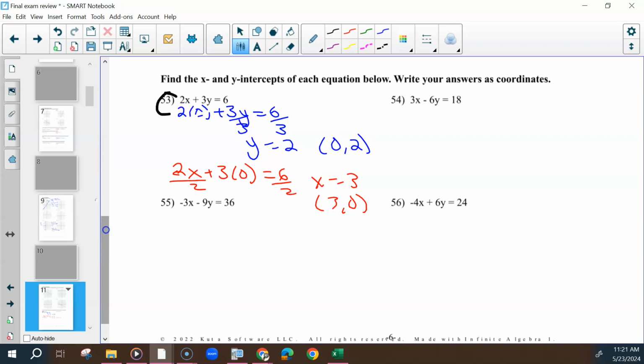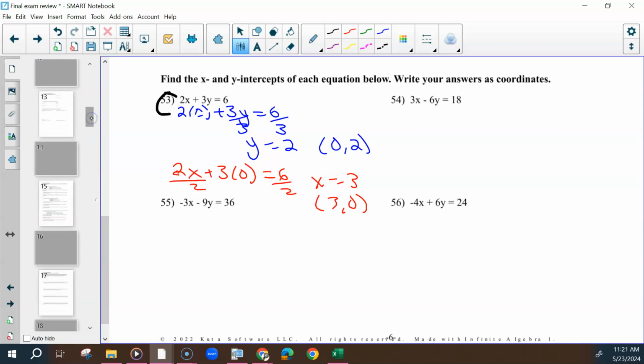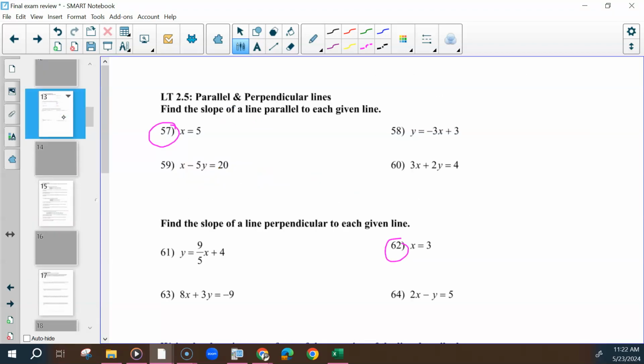So we're now in quarter 2 material, 2.5 or 2B.1, parallel and perpendicular lines. Any of those we want to see to go over? Which one is that? Okay.